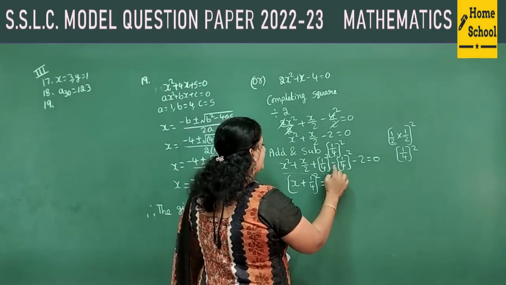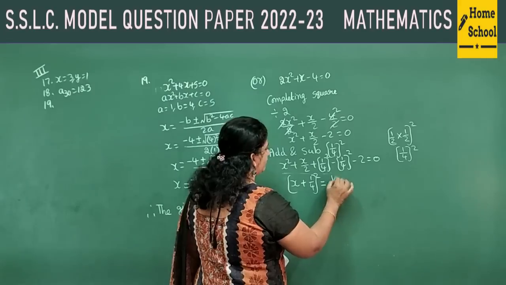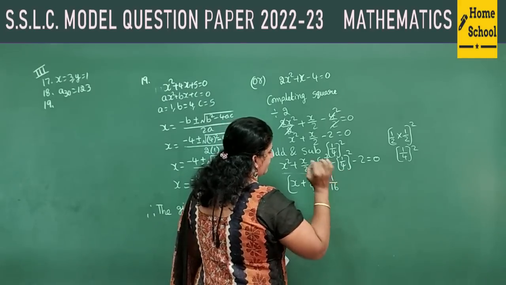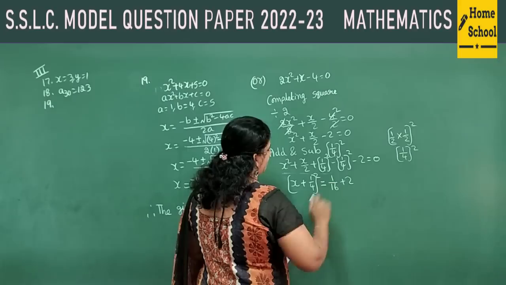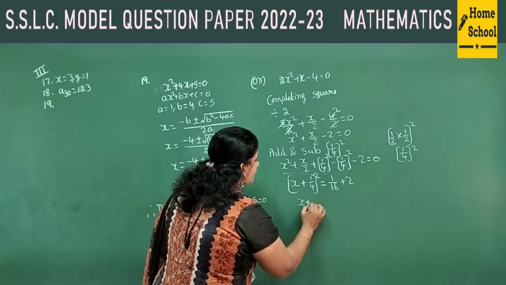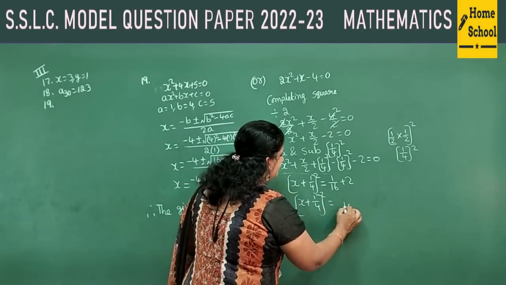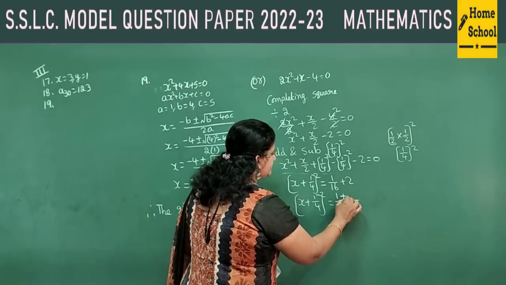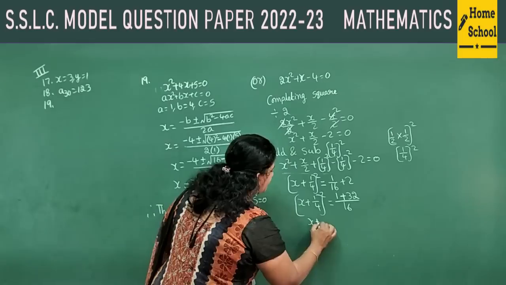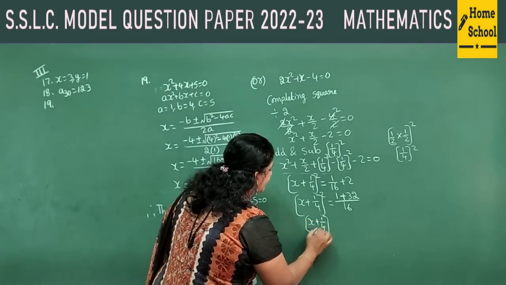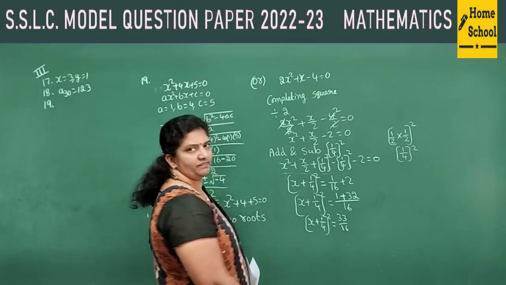by 4 whole square minus, it is there. So if you transpose it will be positive. 4 4s are 16. 1 by 16 minus 2, it becomes plus 2. Whole square, keep it as it is and do LCM. 1 plus 16 2s are 32. (x plus 1 by 4) whole square is equal to 33 by 16.